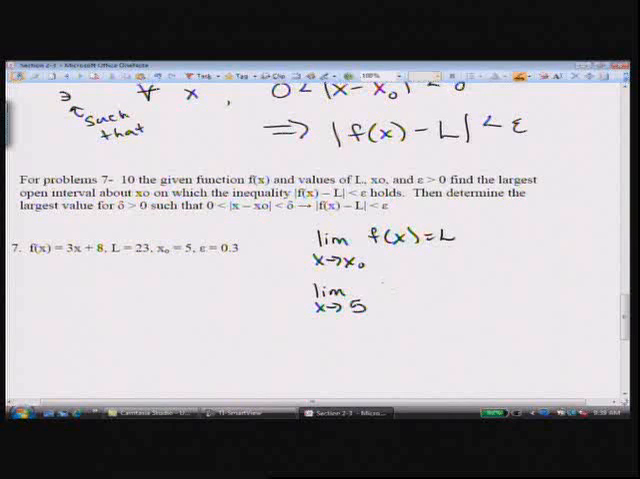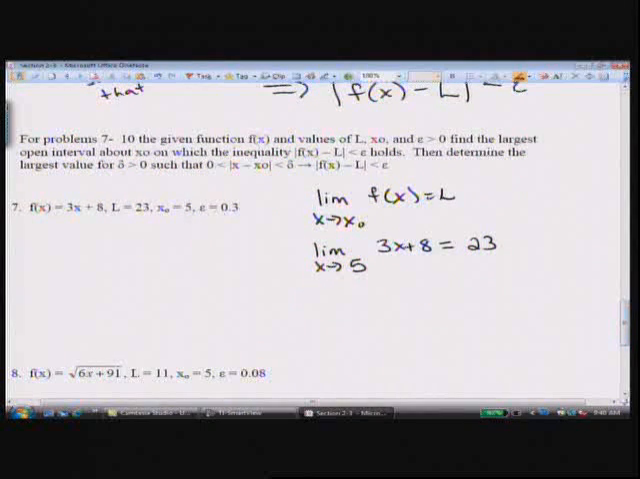Perfect. 5 of f of x, which is 3x plus 8 equals 23, right? Just popping in the different stuff. Of course, this limit you could just compute by hand because 3 times 5 is 15 plus 8 is 23, just a little plug-in. So it's kind of silly what we're doing. But anyway, we have this epsilon tolerance that we want to deal with.